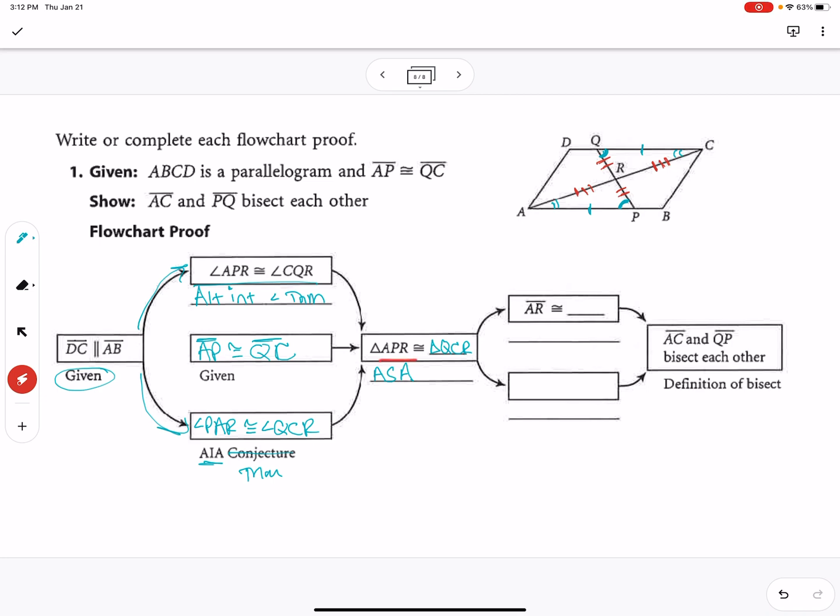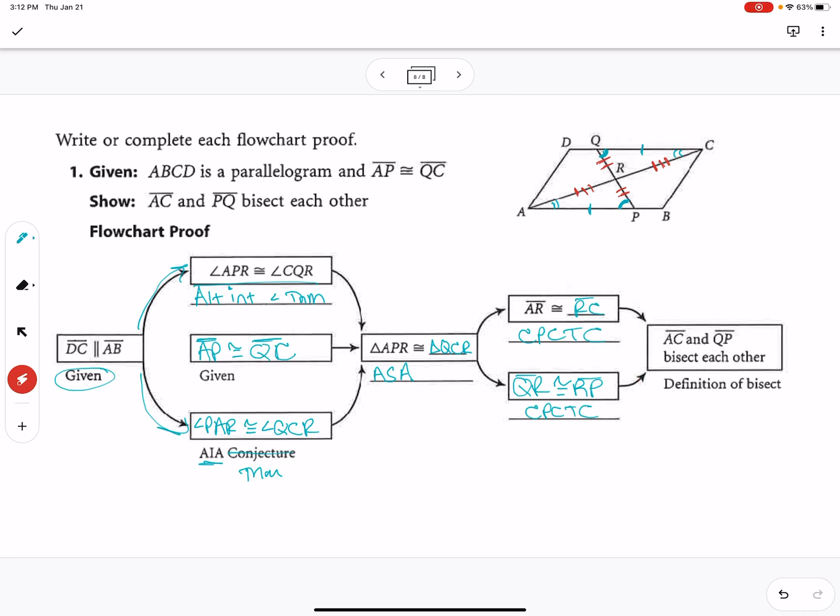So because these two triangles are congruent, we can prove that AR is congruent to RC, and that's by something called CPCTC, again, something we will learn next week. And we can say QR is congruent to RP, again, by CPCTC. Since these are congruent and these are congruent, we can tell that AC is bisected by QP and QP is bisected by AC. Therefore, they bisect each other.